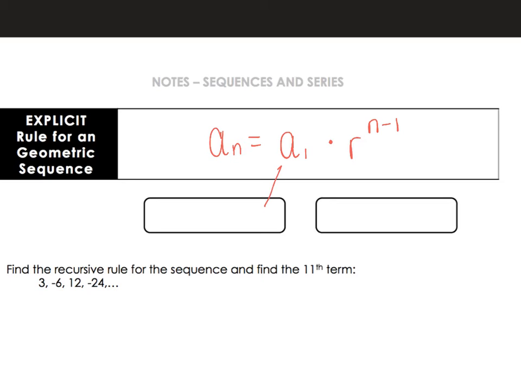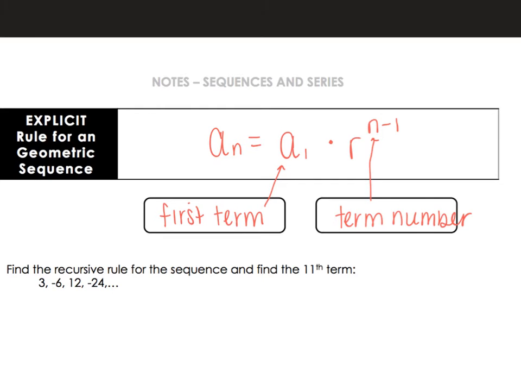Okay, so again, this a sub 1 will always mean that this is your first term. And your r to the n minus 1, this n still stands for that term number that we're looking for. This is exactly the same as last week. It'll be the same as next week. So always remember, a sub 1 is your first term, and n is the term number we're looking for.